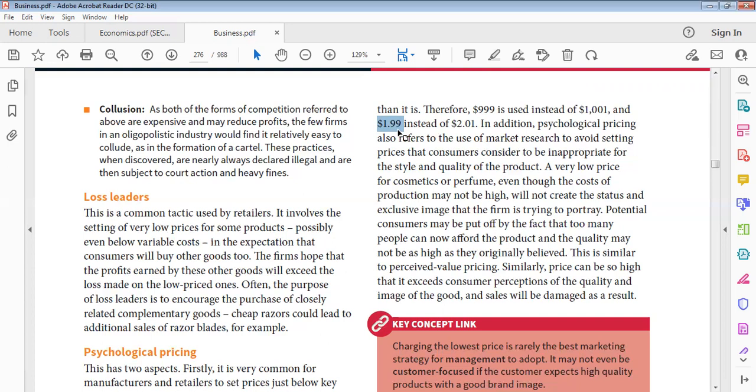Yes, people might think, oh wow, this is expensive. Good quality. Or maybe some people will think that, okay, since it's expensive, it's not a common perfume. Not everyone can buy it. So I will buy it, okay? Because I want to be unique. I want to be different from others. So again, psychological pricing.